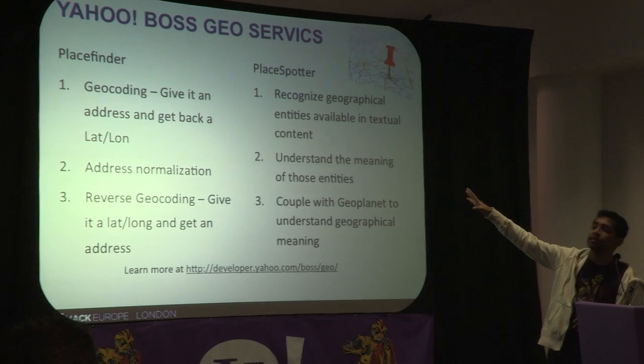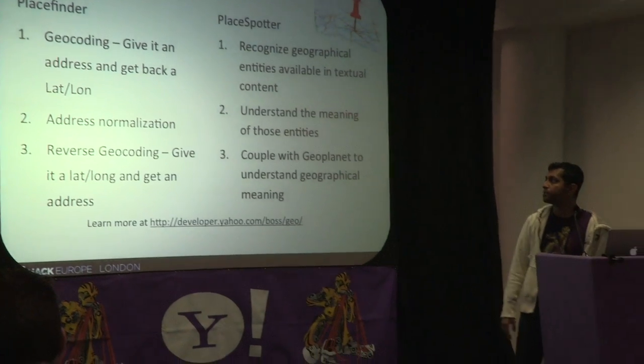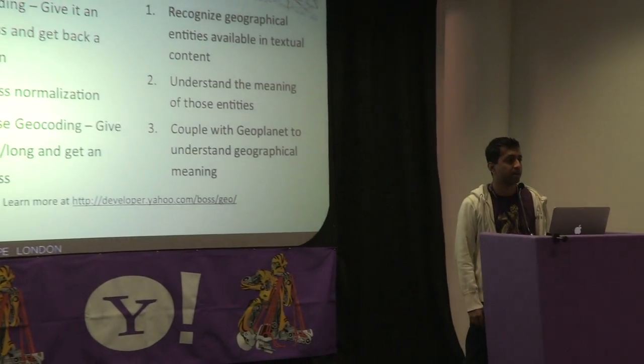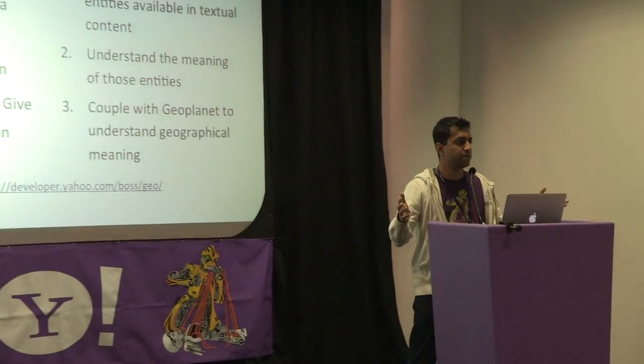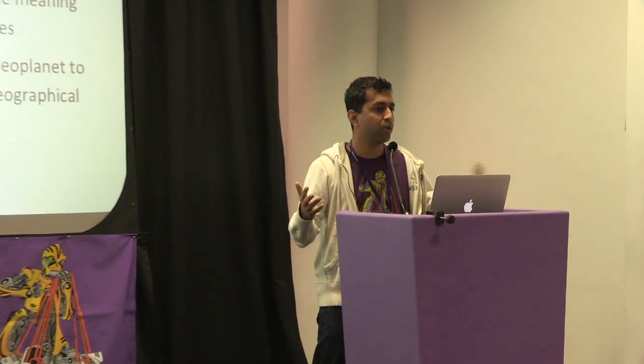What's more interesting, especially in a hack context, is Place Spotter. You give it some textual content, an article, or just a piece of a sentence. If there are any locations mentioned in it, it'll pull back those locations, recognize them, and tell you information about them. It'll say it's a neighborhood, or a city, or a state.